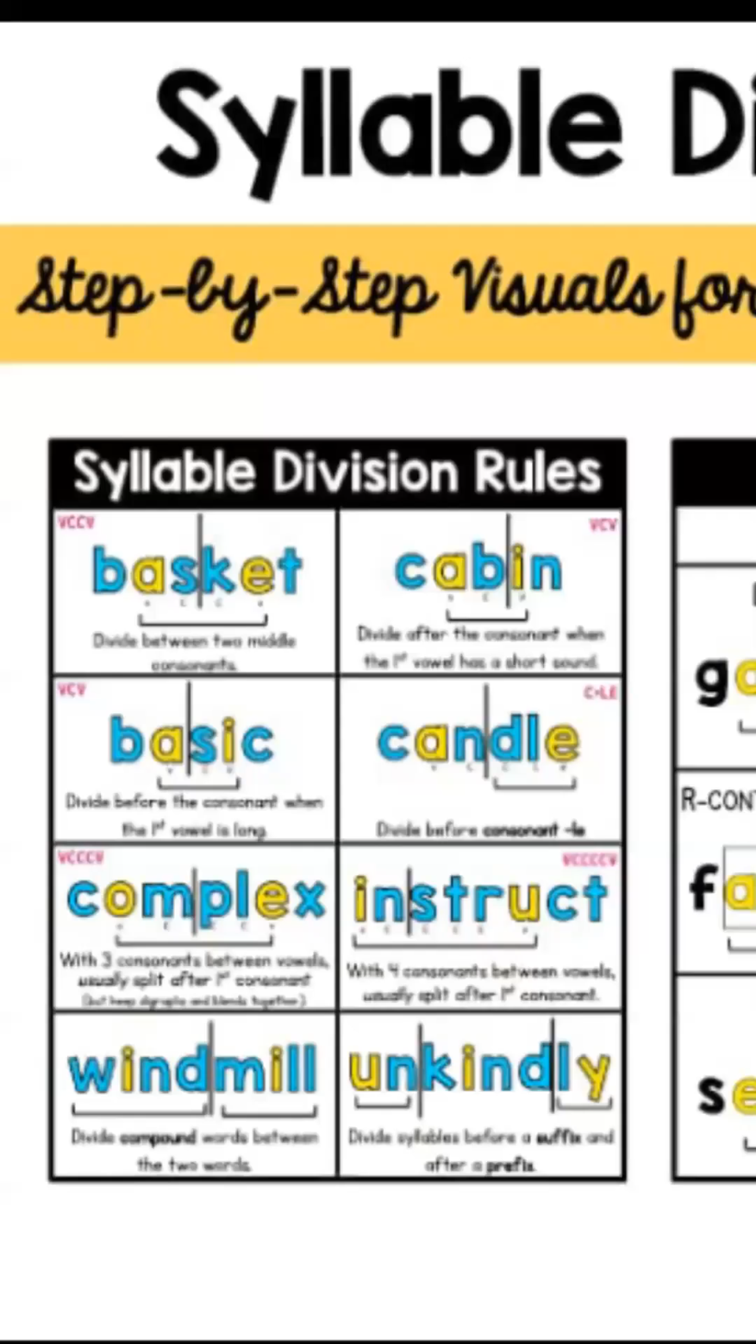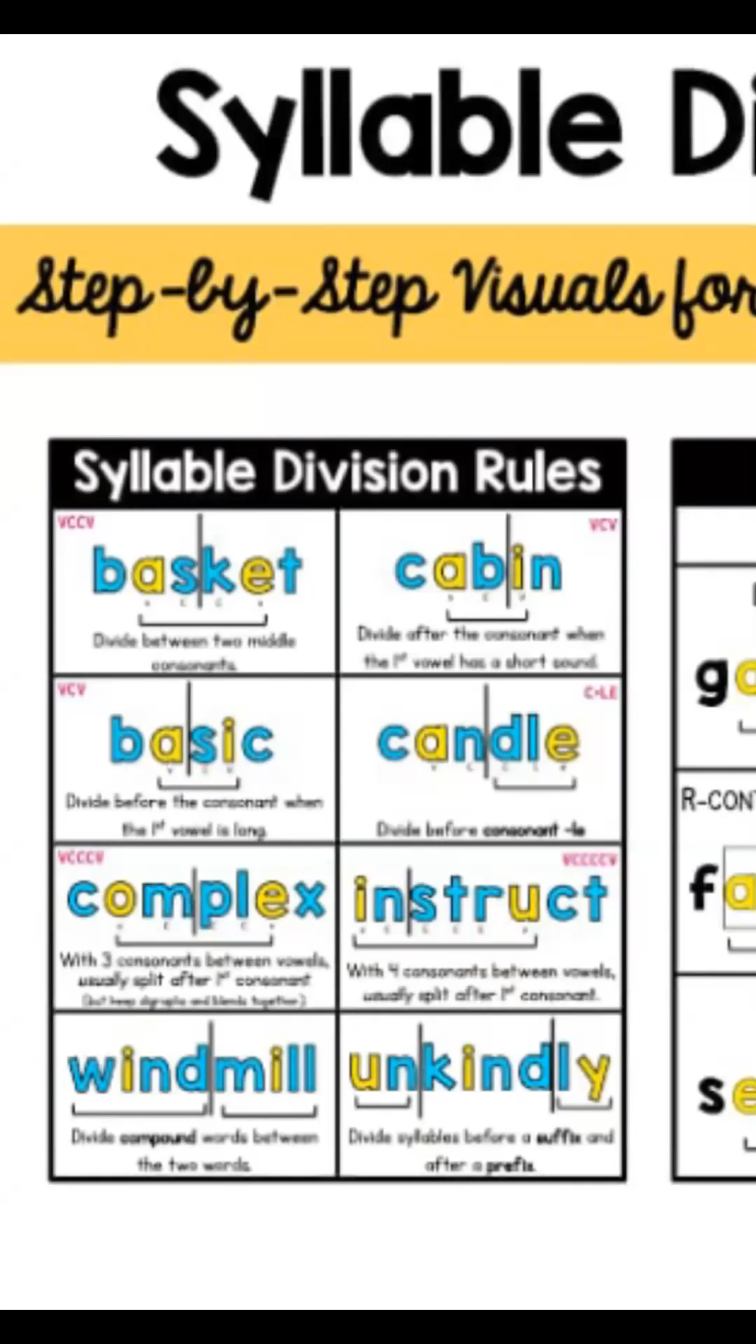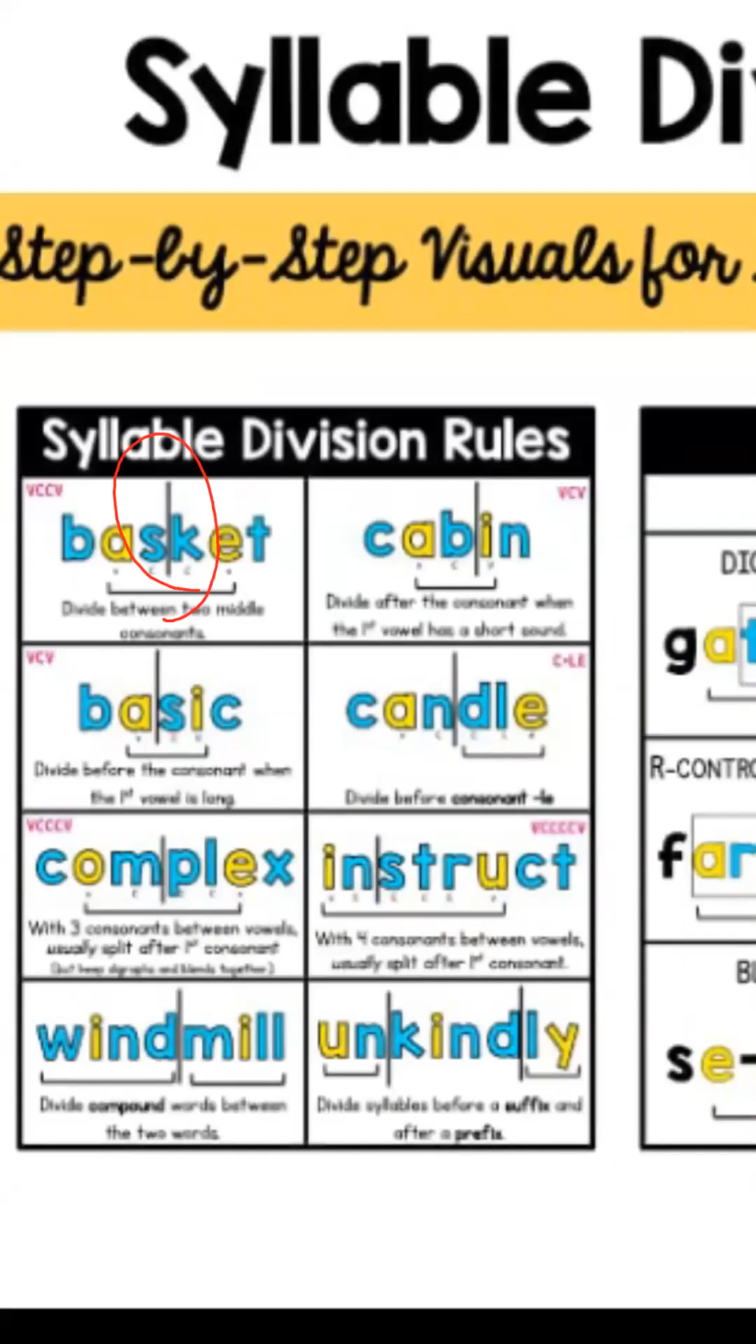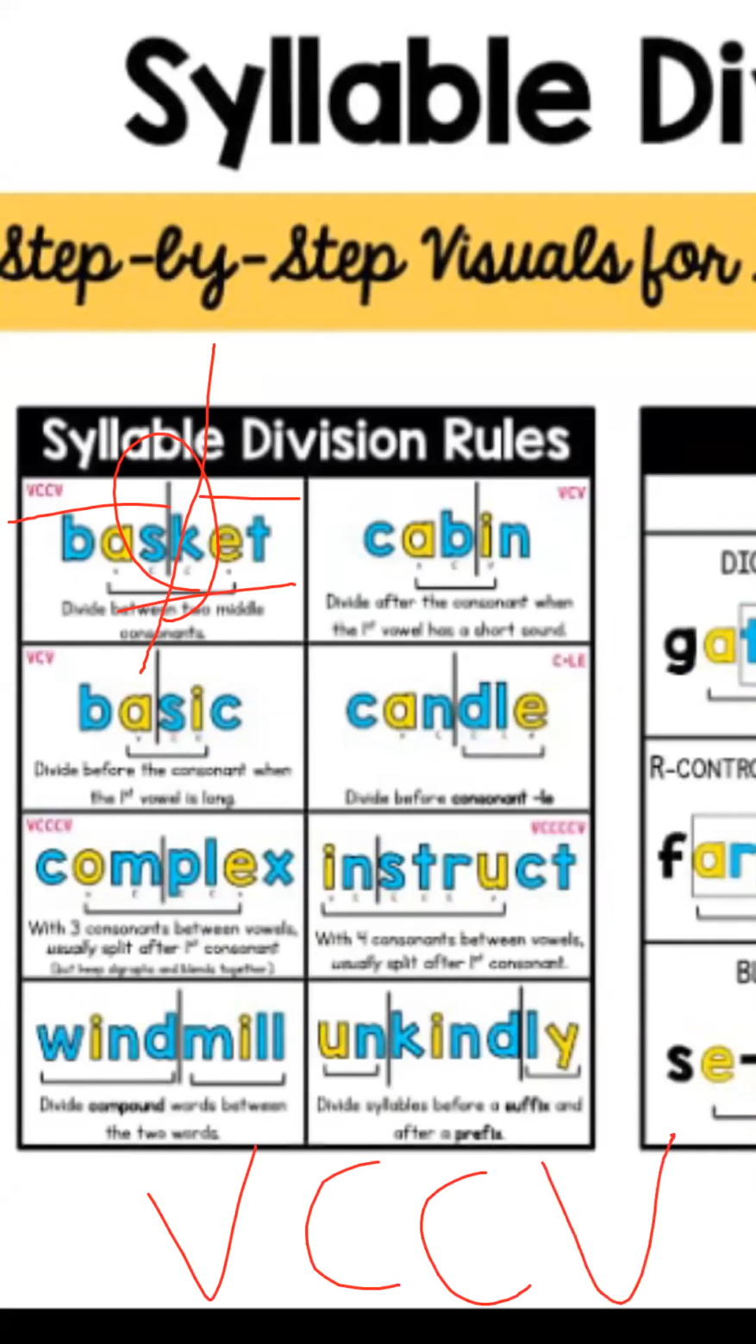Okay, so the first one you can see in the word basket, S and K are divided, right? There are two consonants in the middle, so you have to divide in such a way that one consonant goes on one side and the other consonant goes on the other side. So if it is VCCV, then you have to divide here, so that each syllable gets one consonant.